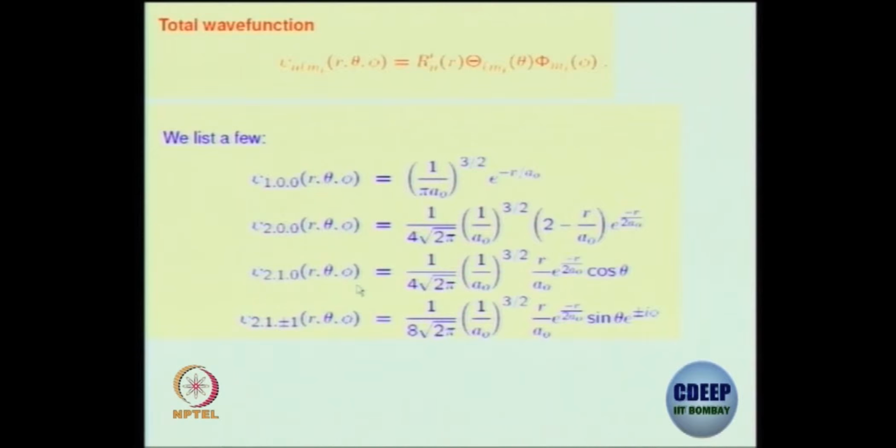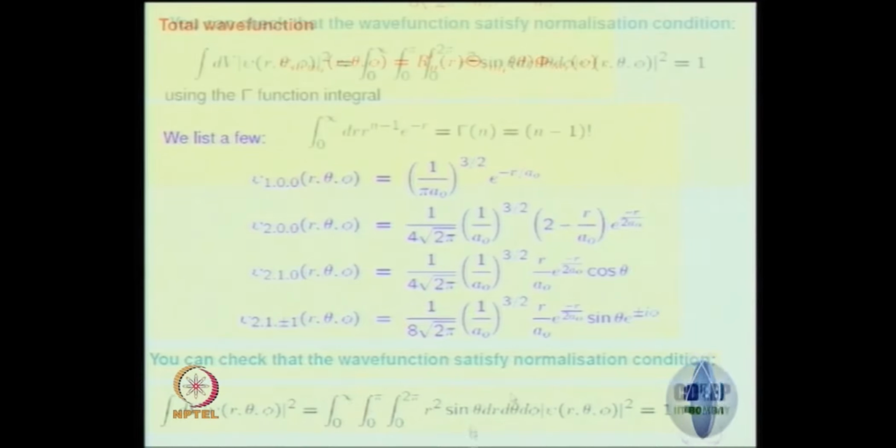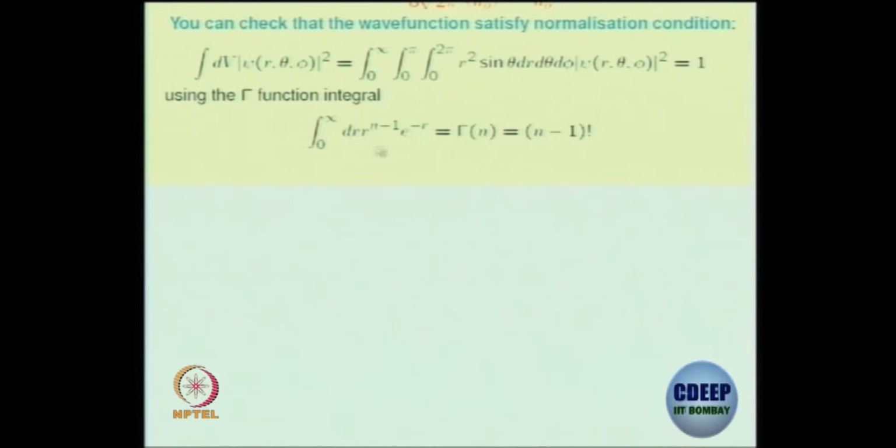I will put the file today on the Moodle and you can verify. Also verify the normalization condition, which is the integral of dV, which is r squared sin theta dr d theta d phi, and the limits are theta from 0 to pi, phi from 0 to 2 pi, and r from 0 to infinity. You can also use these gamma function integrals. This data and all will be given in the question paper if it is required.